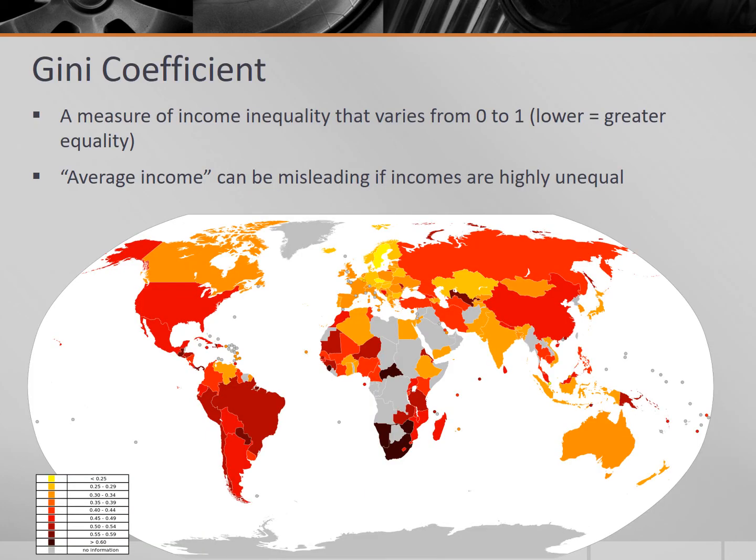Now, globally, one fact about income distribution remains pretty clear. There are very, very few wealthy individuals and several billion people who live in poverty.